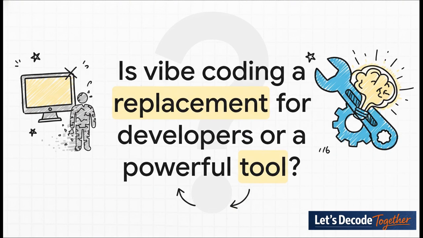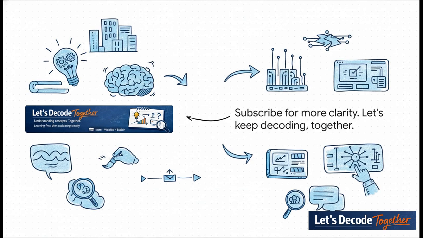Which brings us to the big final question, the one that's on everyone's mind. Is vibe coding a replacement for developers, or is it just a powerful new tool that's going to change their jobs forever? And from everything we're seeing, the answer isn't replacement, it's collaboration. It's about combining human creativity with the incredible efficiency of a machine. The future isn't about getting rid of developers. It's about changing what a developer is. The focus is shifting away from just writing code and more towards being that architect, that visionary who guides the AI to build amazing things.